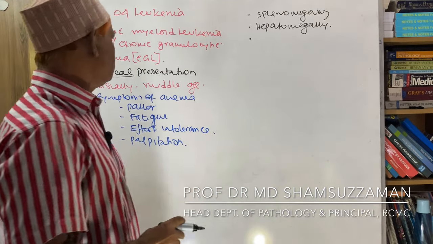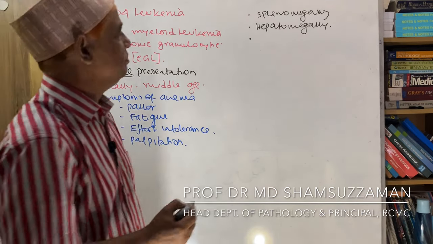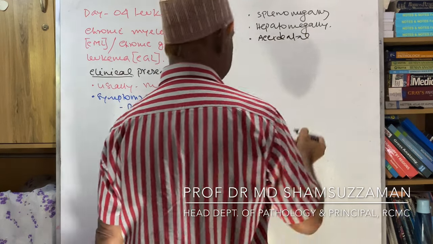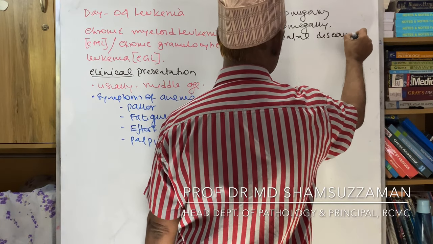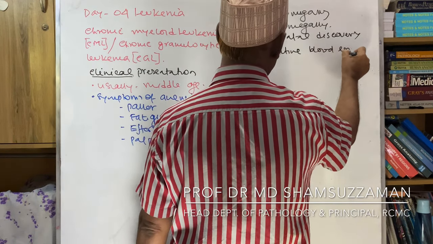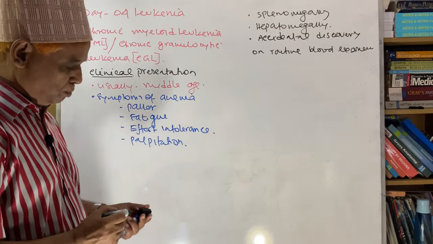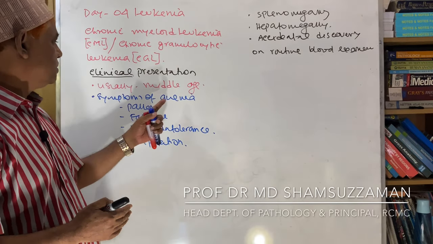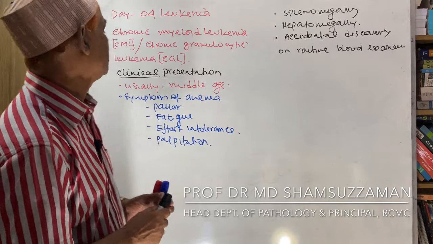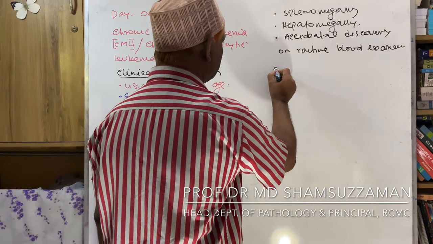This CML may be diagnosed or discovered accidentally on routine blood examination. So these are the clinical presentations of chronic myeloid leukemia. So if anybody of middle age or elderly age has symptoms of anemia, splenomegaly, hepatomegaly, we may suspect it could be a case of chronic myeloid leukemia. Besides this, the patient may suffer from frequent fever also.